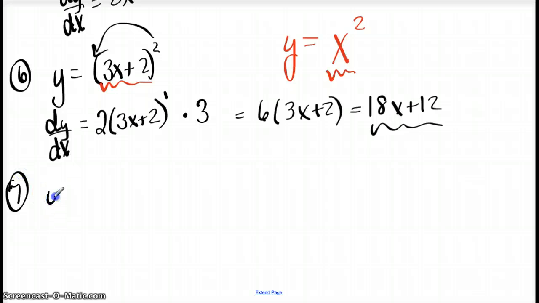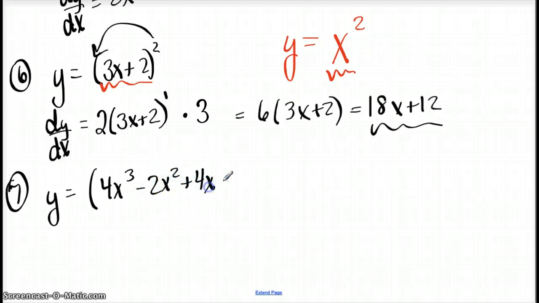Okay, let's do another one. So what if I had 4x to the third minus 2x to the second plus 4x plus 49, to the 63rd power?